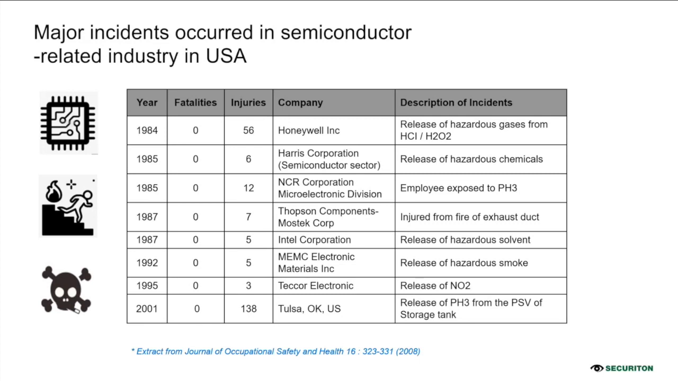Mostly the incidents are from hazardous gases, if you can notice, explosion and fire from the exhaust duct, as well as the release of NO2, which is also again chemical. So these are the common causes that injuries can happen. And you can see that even though the fatalities are zero, injuries are recorded, and the number seems to be slightly increasing and decreasing as well as increasing throughout the years. So it's inconsistent, but injuries do happen in the semiconductor industry.